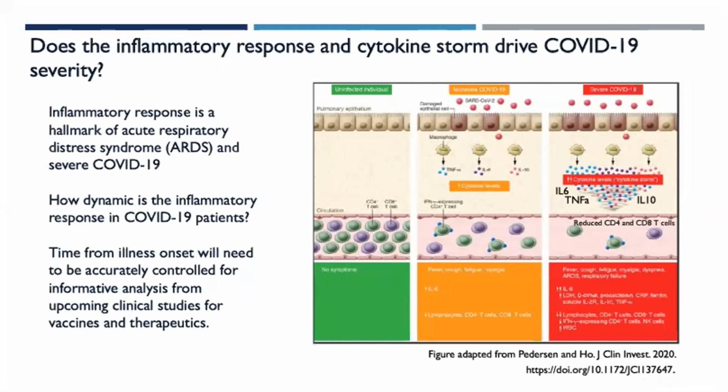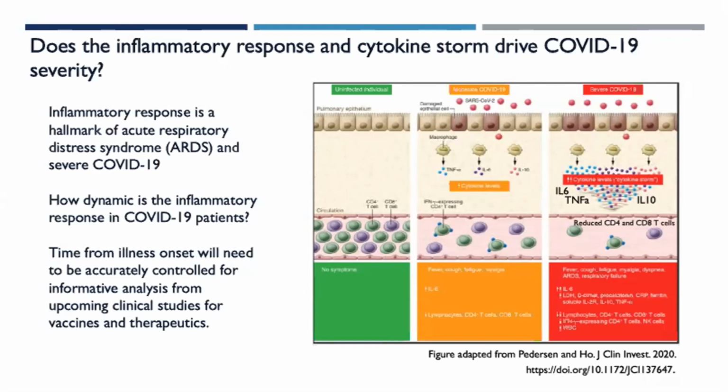It seems that the inflammatory response is a hallmark of acute respiratory distress syndrome, or ARDS, as well as severe COVID-19. So the question on our mind at that time was, indeed, how dynamic is this inflammatory response that we see in COVID-19 patients, and do we know if this fluctuates extensively from one day to the next? We thought that this was important because whether there is such a dynamic immune response will be very important to studying COVID-19 pathogenesis.